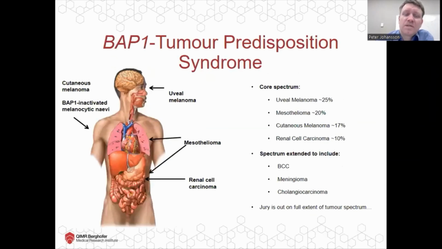So germline mutations in BAP1 lead to BAP1 tumor predisposition syndrome, leading to a wide range of different cancers. There's a core spectrum, including 4 cancers. Uveal melanoma is the most common with 25%, and it also includes mesocutaneous melanoma and RCC. And then there is a long tail of various cancers that occur less frequently.